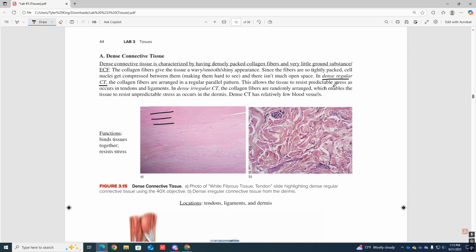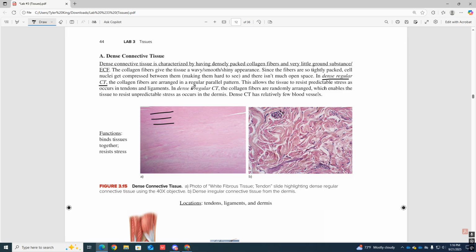So for example, if we think about the biceps helping us to do bicep curls. Now the biceps doesn't move in a whole bunch of different directions, right? It just moves up and down. Hence why we have the dense regular CT here that's arranged in this regular pattern, because it resists predictable stresses, as it's saying here, okay? Resistant to the predictable stress of that biceps going up and down.